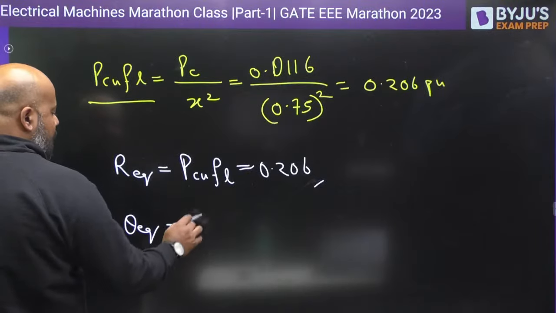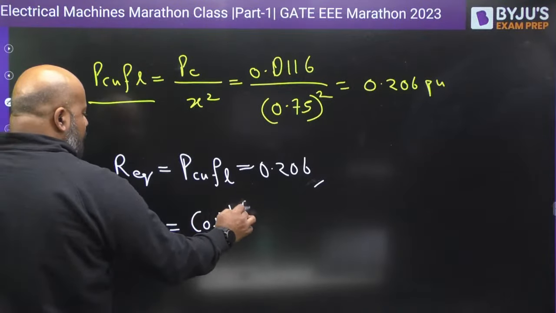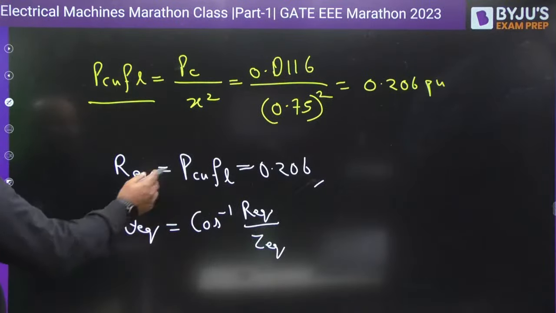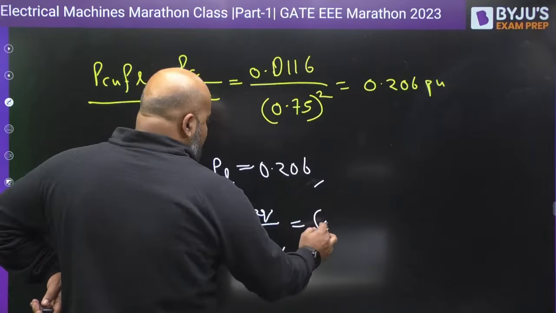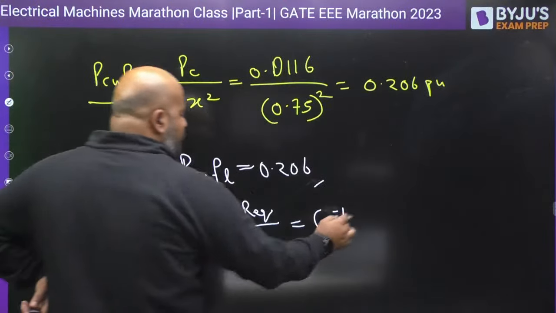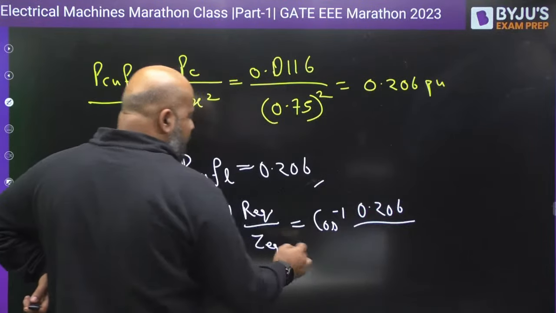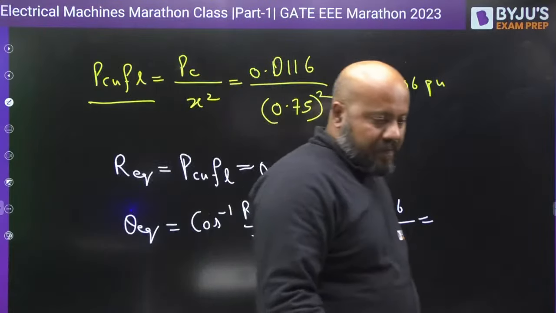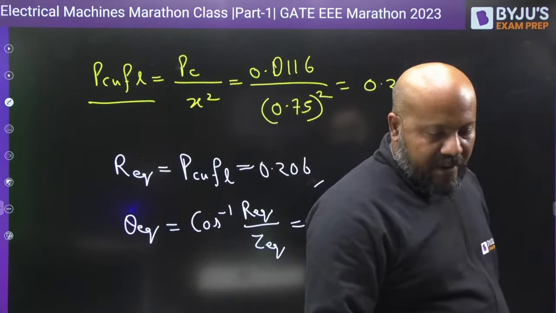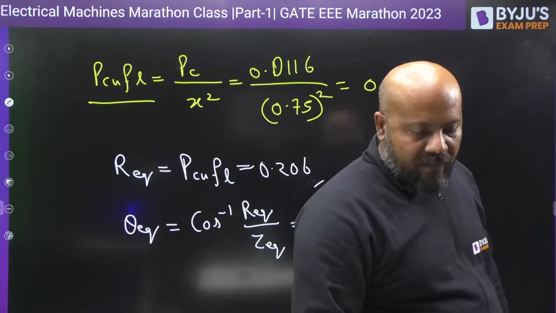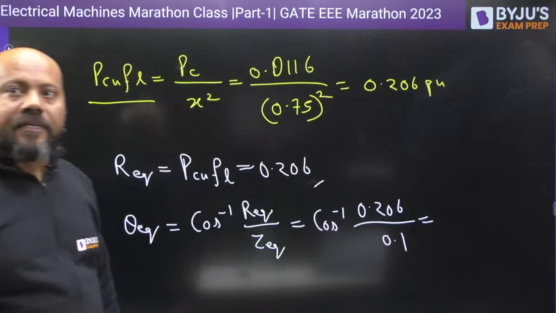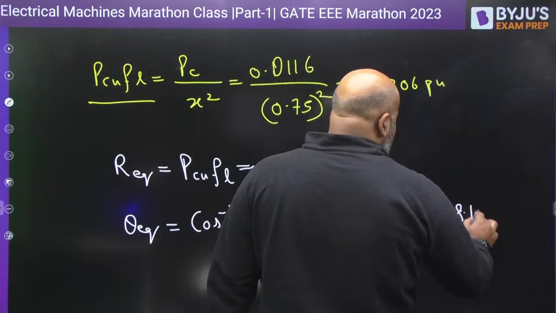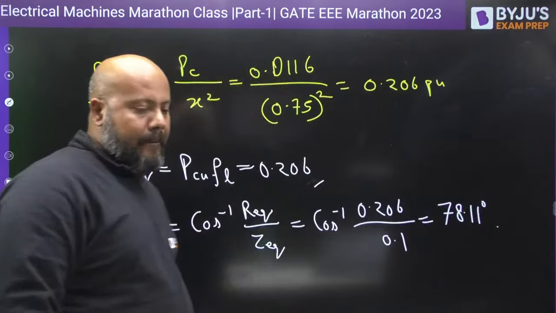Yes, it is cos inverse R equivalent upon Z equivalent, because cos theta is R by Z. So this is cos inverse, what is R equivalent? 0.206. What is Z equivalent? 10%, 0.1. Let's solve this. As per my reference, I think you must be getting it somewhere around 78.11 degrees. Just cross check it. 78.11 degrees.